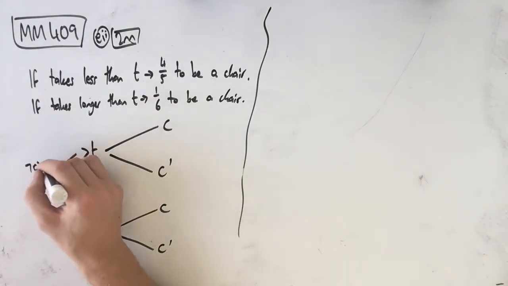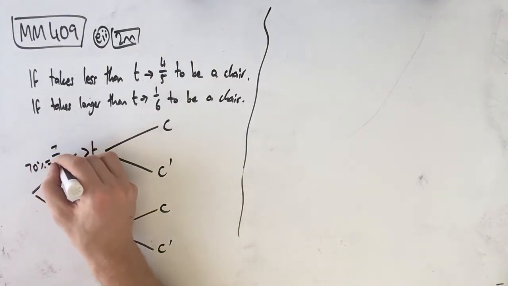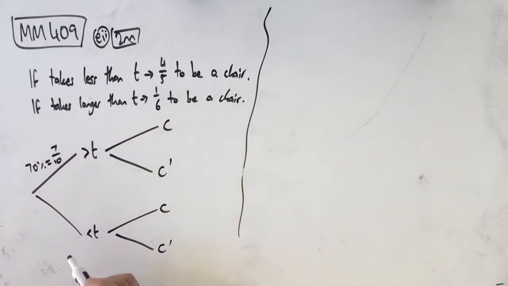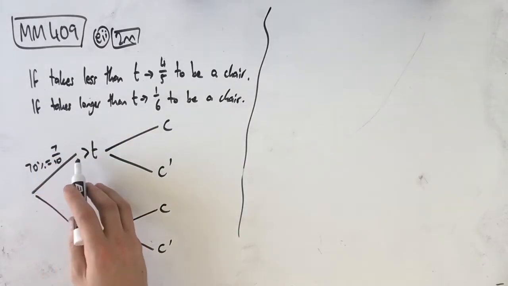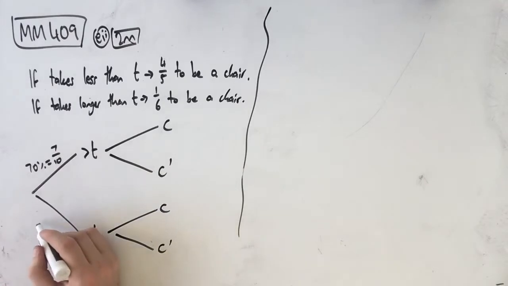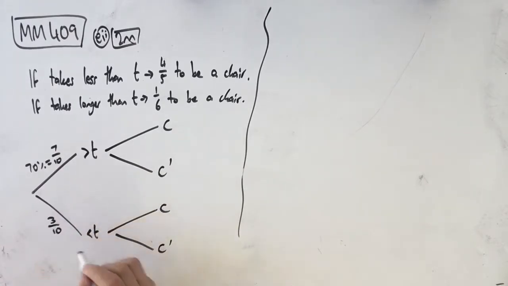But we don't like dealing in percentages here, so I'm going to change this to 7 on 10. Now, if 70% of them take longer than t, that means that 30% of them take less than t. So this is 3 on 10, right? Both of these have to add to 1.